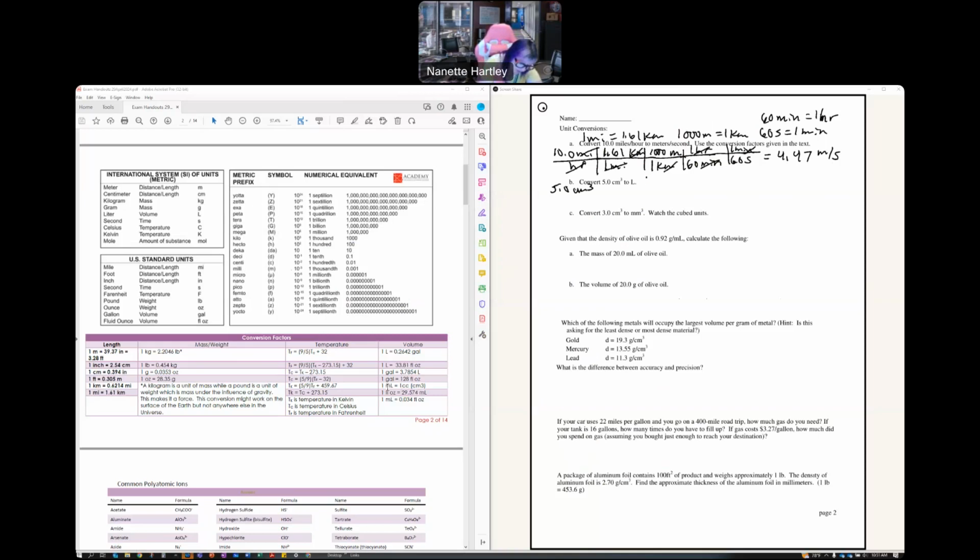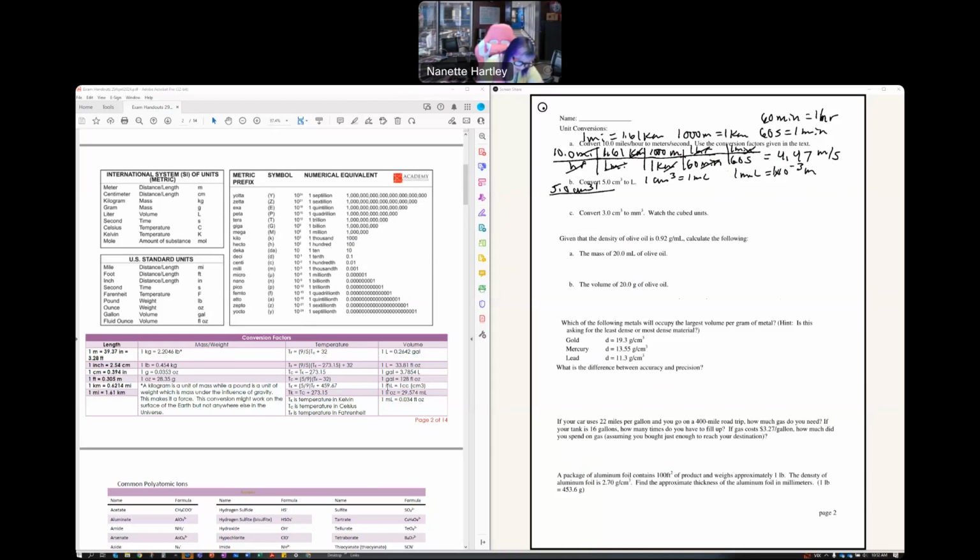So 1 centimeter cubed equals 1 milliliter. And I know that there are 1,000 milliliters in 1 liter. Or I know that 1 milliliter is equal to 10 to the minus 3 liters. Okay, so I can use those to work with this, right?